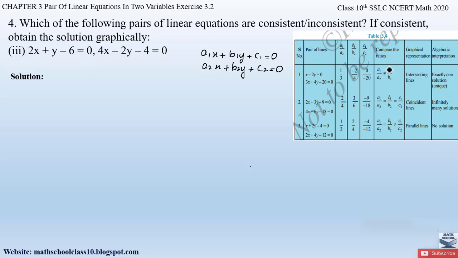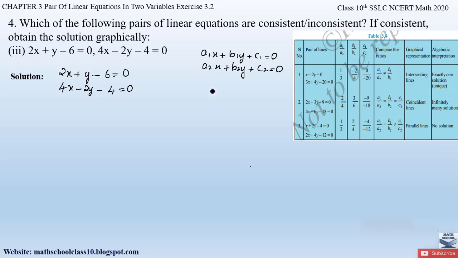Okay, so for that, let us find out first the ratios here. The given equations here are 2x plus y minus 6 equal to 0 and 4x minus 2y minus 4 equal to 0. So here the equations are already equated to 0, so no need to do that. If they are not equated to 0, then we have to first equate the equation to 0 and bring it to the general form of the linear pair of equations.